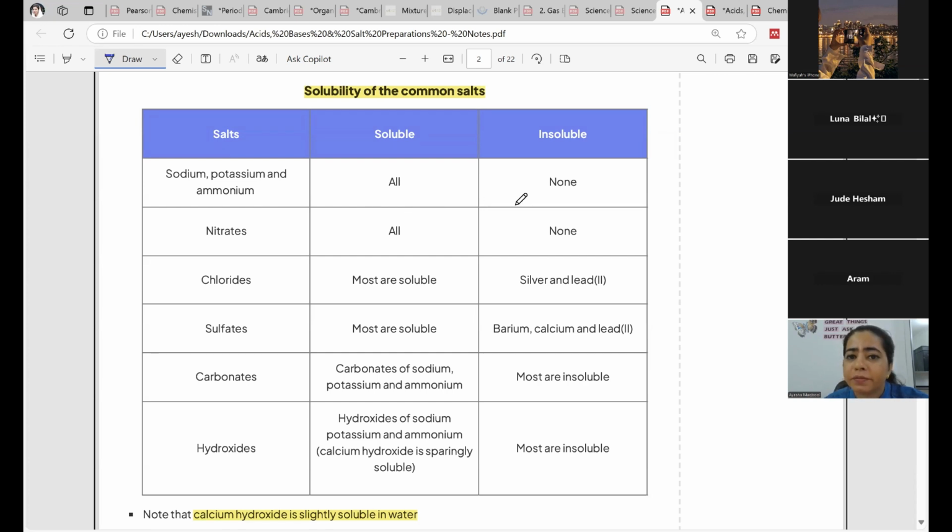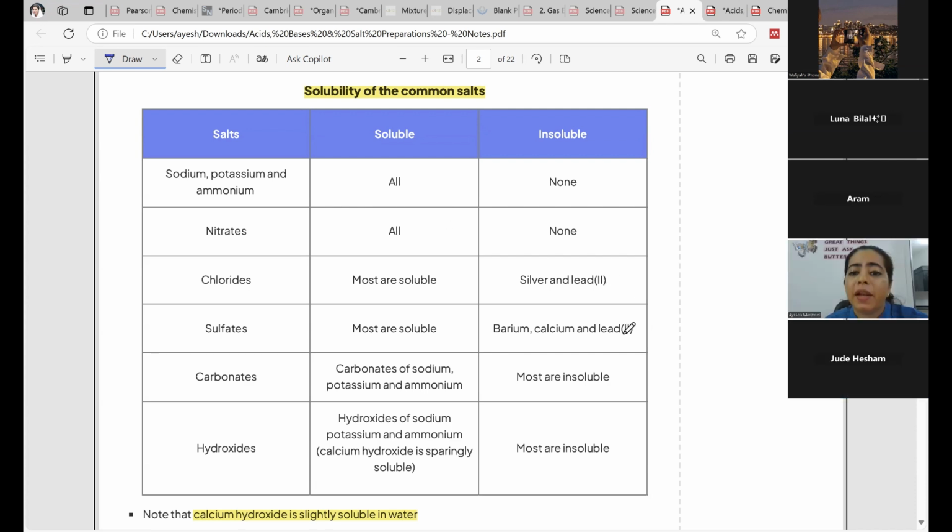But Miss, for lead, even if we know the table, there is no other soluble salt with lead other than lead nitrate. Yes, because lead chloride is going to be insoluble, lead sulfate is going to be insoluble, and lead carbonate is going to be insoluble as well. So lead nitrate only is going to be soluble. Okay, now we can move back.